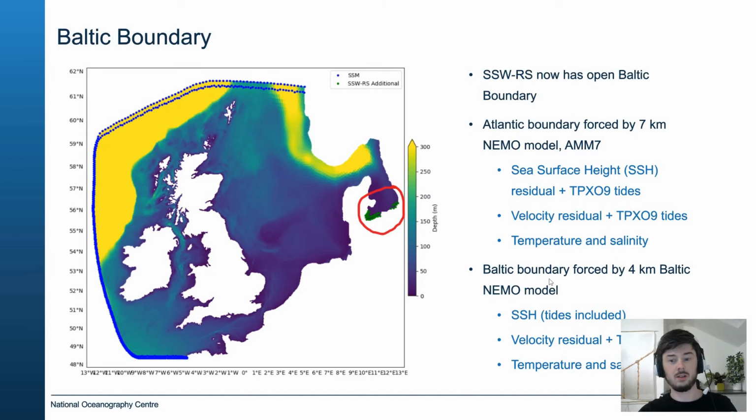In the Baltic NEMO model, we take the sea surface height, and that already includes tides at an hourly interval, and then velocity is taken at daily interval from the NEMO model and has the TPX09 tides added in. And then temperature and salinity just come direct from the NEMO model output, so that's applied to that boundary.